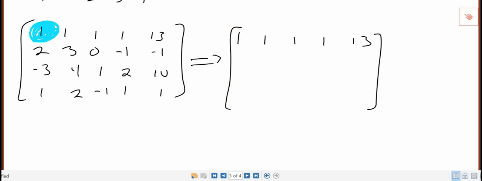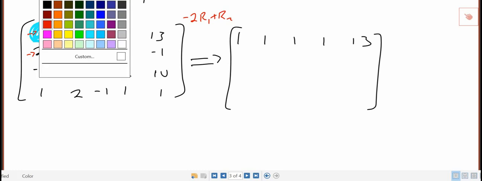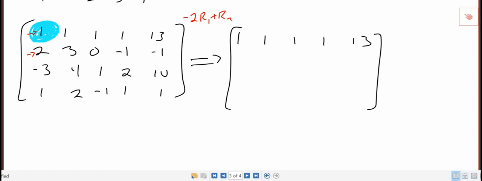Now, to get my new second row, and I'll color code these for you, I'm going to take negative 2 times row 1 and add that to row 2. I do that because looking at the first position and the one right below it, in order to get a 0, I can take 1 times negative 2 plus 2, which gives me 0. I want their coefficients to be the same, so that's going to give me a 0. Negative 2 times 1 plus 3 would be 1.